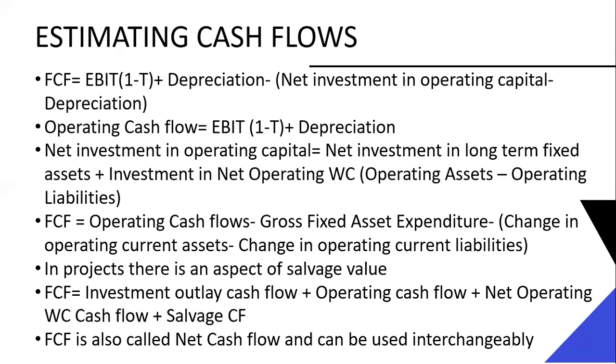And also, it's important to remember that when you are evaluating projects, there is going to be an aspect of salvage value. And so if you are calculating, let's say, the free cash flow of a project that involves some sort of salvage value, well, the formula for that is going to be investment outlay cash flow, which is basically the initial investment that you have to make for the project, plus the operating cash flows, plus the net operating working capital cash flows, plus the salvage value cash flows. And so that would give you the free cash flow.